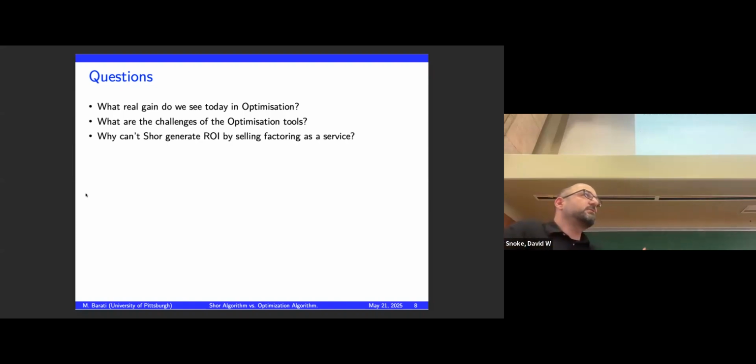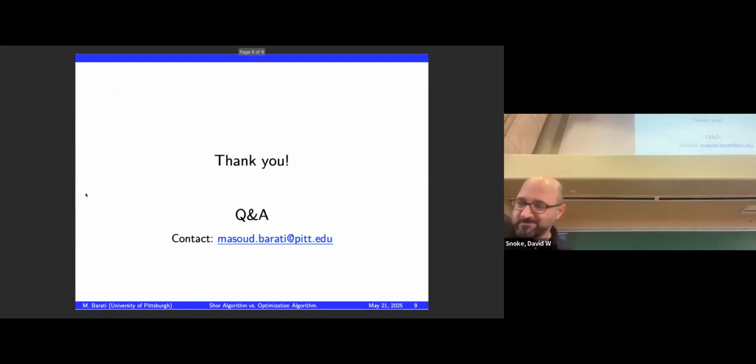For instance, loading the parameter and matrix information into the quantum algorithm is very time consuming, and that can kill the speed up property of quantum computing. And also, why can't the Shor algorithm generate ROI by offering factoring as a service? That's the end of my talk. Thank you.